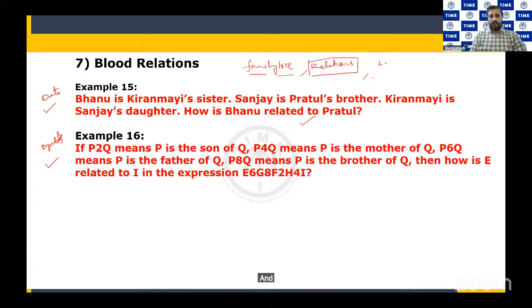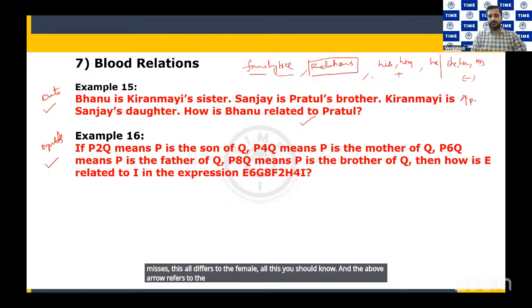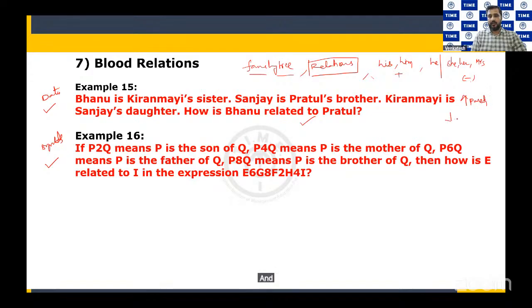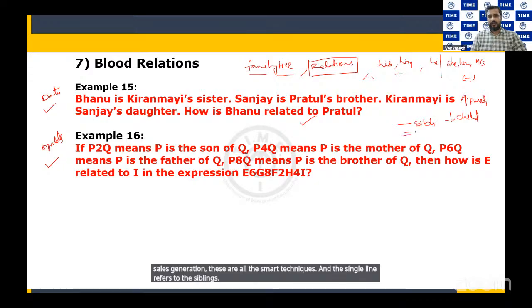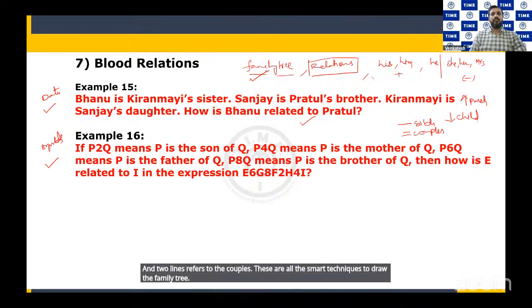And male, female: his, him refer to the male. He also refers to the male. Next, she, her, Mrs. all refer to the female. All these you should know. And the upward arrow refers to the parents' generation, and the downward arrow refers to the child generation. These are all the smart techniques. The single line refers to siblings, and two lines refer to couples. These are all the smart techniques to draw the family tree. That all you should know.